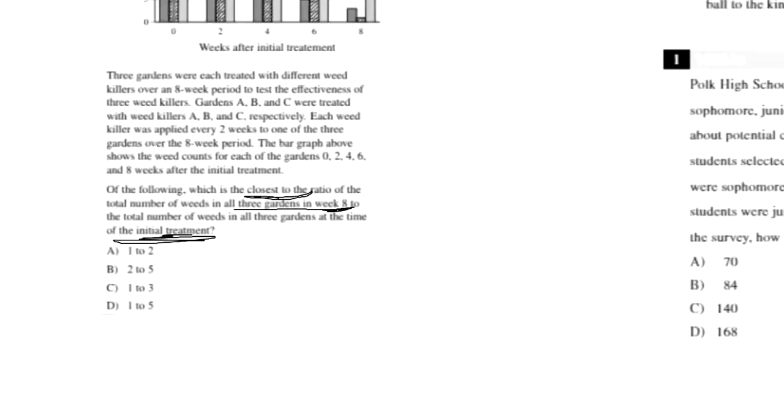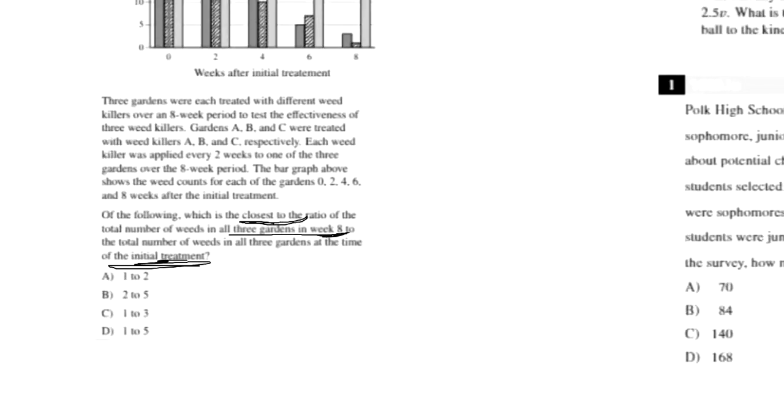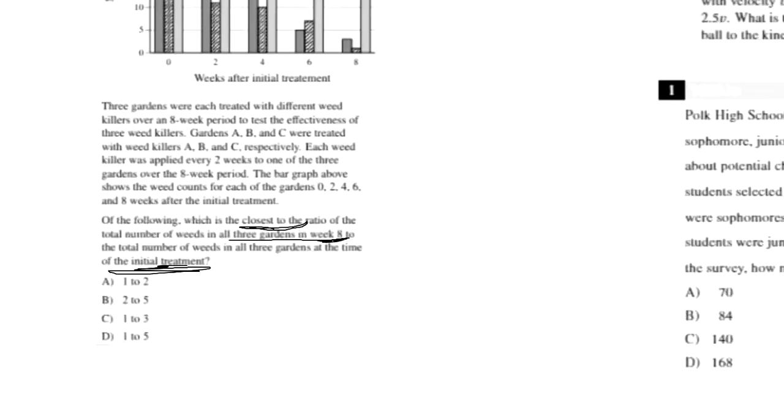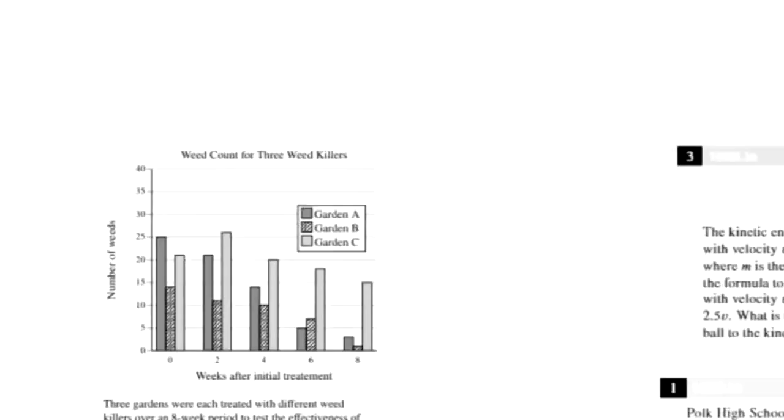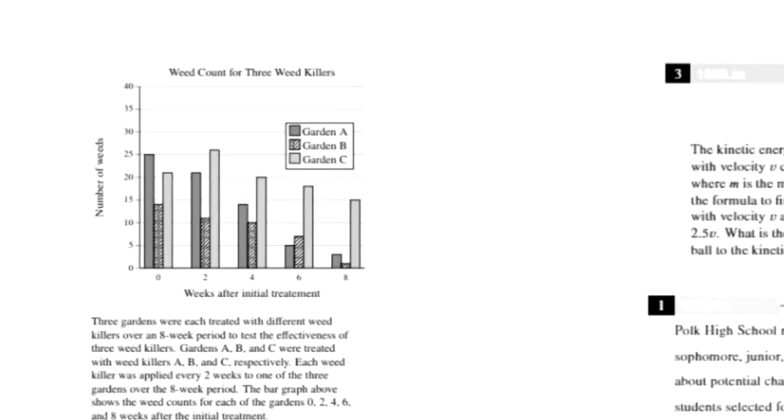So first of all, we look for the numerator, which is the total number of weeds in all three gardens in week 8. So we move to week 8 on the graph, and you start your work. This first one, that's for garden A, is very close to 5, but not there. So from observation, we can say it's 4.